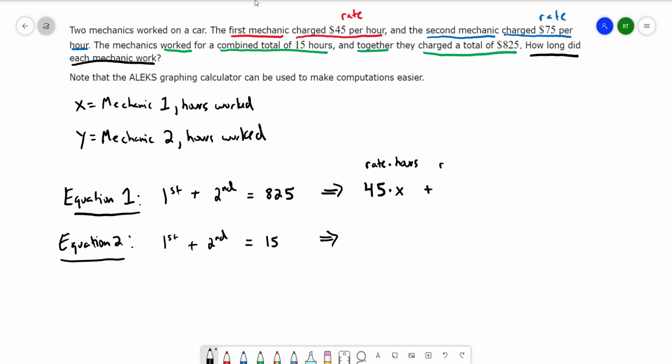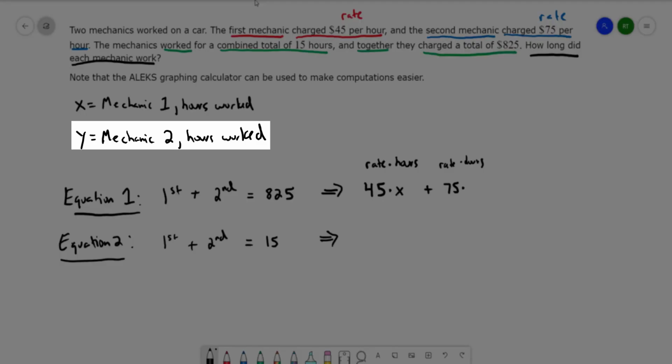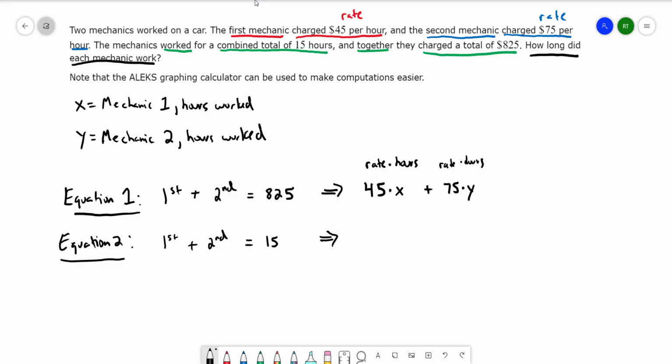Again, it's the same thing. You take the rate times the hours and that tells you how much they charged. They charged $75 per hour for the rate, and you multiply it by the number of hours they worked. We don't know how many hours they worked. We just know that it's represented by Y, and we're trying to figure that out. And we already know that combined they charged $825.